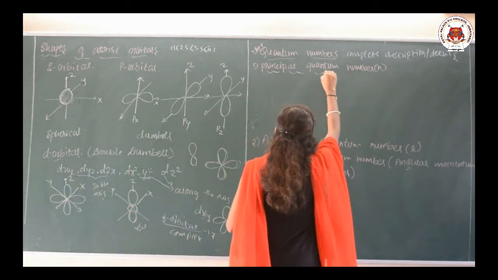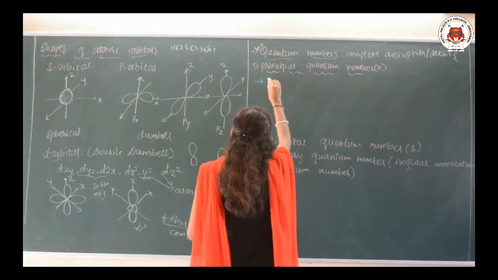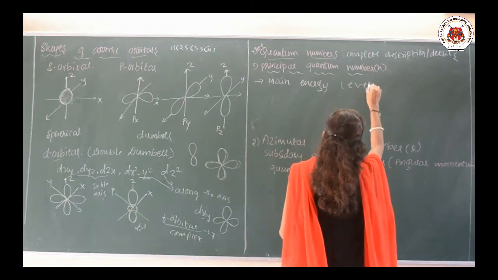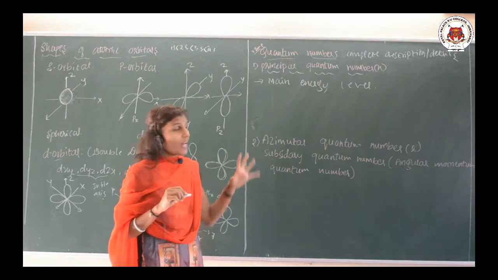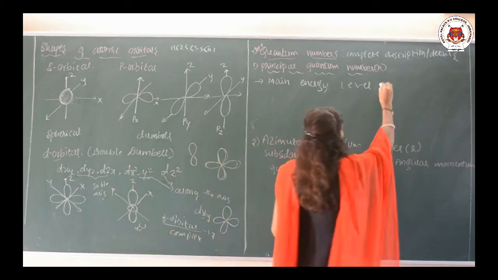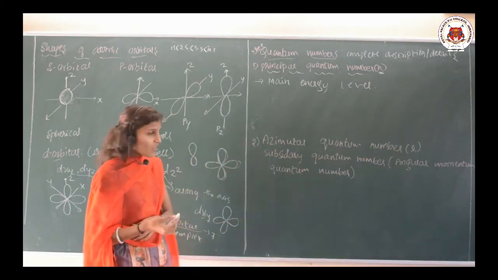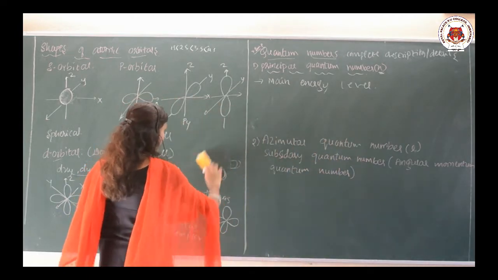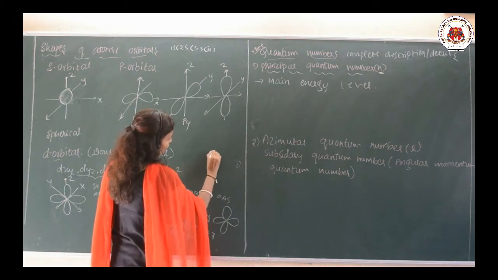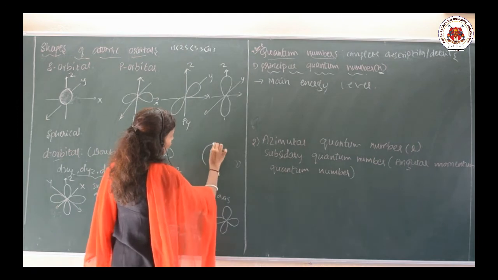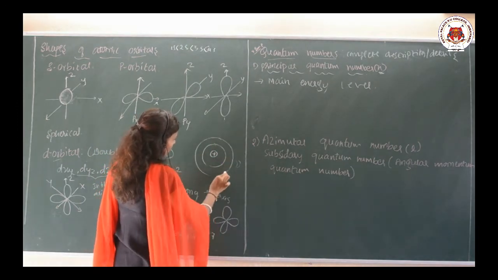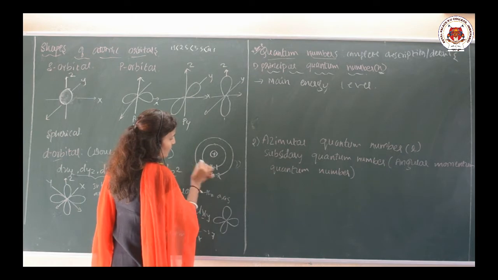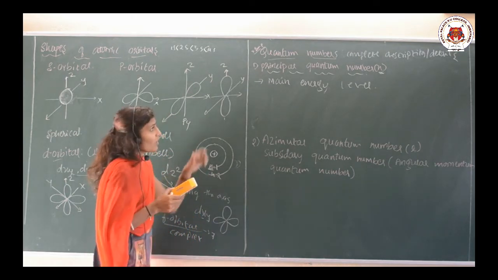The principal quantum number mainly represents the main energy level. It is represented by the letter n. As you know, this is the nucleus, the positively charged nucleus, and these are the orbitals present around the nucleus. Here we are representing n equals 1, n equals 2. This n is nothing but the principal quantum number. It represents the main energy level.